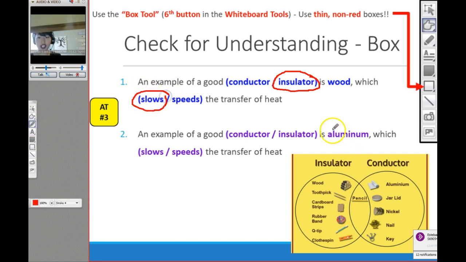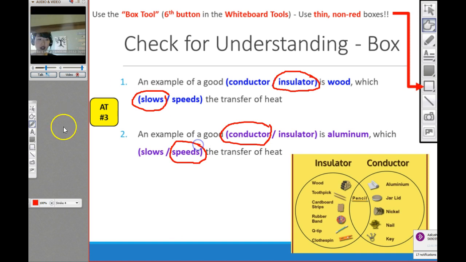An example of a good blank is aluminum. What would aluminum be? Pencil has both wood and metal in it. That's why it's in both. Yes, aluminum is a conductor, and just like if you're stirring with a metal spoon, are you going to feel the heat slower or faster? Slows or speeds the transfer of heat? Yeah, graphite, there's no lead in pencil. It's just called pencil lead. Yeah, it's going to speed it up.